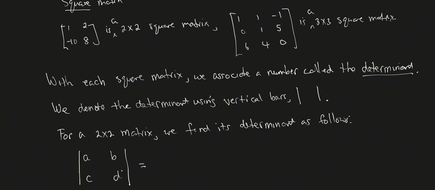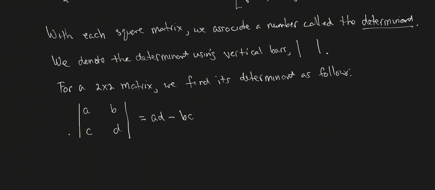And this is how it's defined for a 2 by 2 matrix. You multiply A and D, you multiply B and C, and then you subtract in that order, right? Now, the entries A and D form a diagonal. The entries B and C form a diagonal. So for a 2 by 2 determinant, you basically multiply the entries on both diagonals, and then take the difference, right?